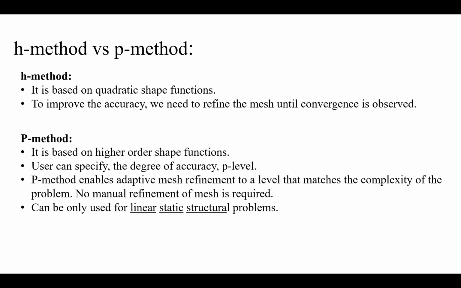In the P method, you can assign the degree of accuracy. And then there's going to be an adaptive mesh changing the number of elements, depending on the complexity of the problem, to get convergence. And you don't need to do any manual mesh refinement. Everything is done automatically. But this method is only valid for linear static structural problems.